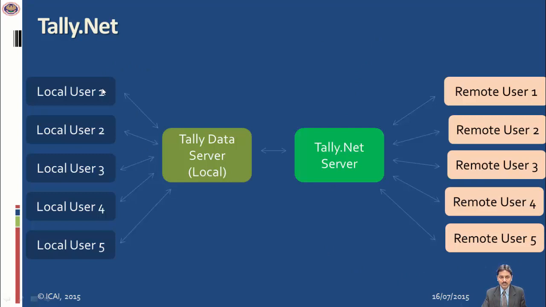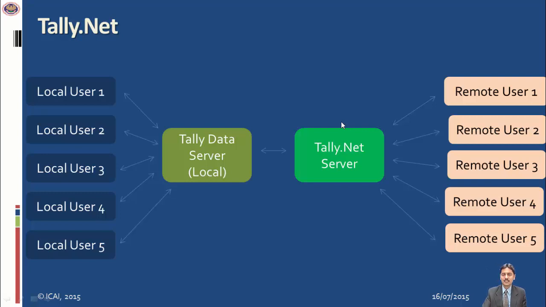There are a variety of users. For example, user 1, user 2, user 3, user 4, user 5. All these users are local users. They are directly connected to the Tally data server, which is stored locally, and they are connected with a local area network, that is LAN. There are some users who are not sitting in the same place, and their location is a remote location which is far from this particular office place. So remote user 1, remote user 2, 3, 4, 5, and so on. There may be any number of users. How will they connect with the local Tally data server? For this purpose, we need to have access to the Tally.net server.